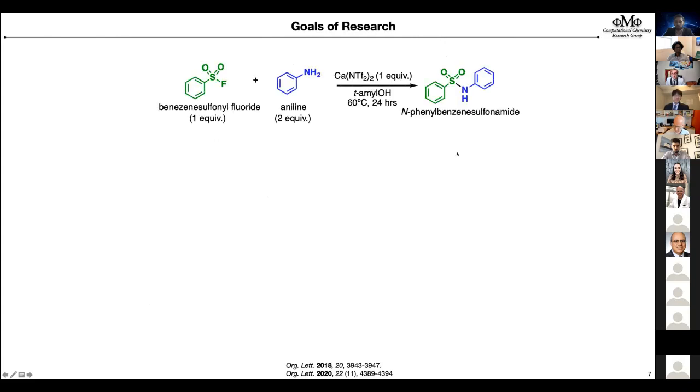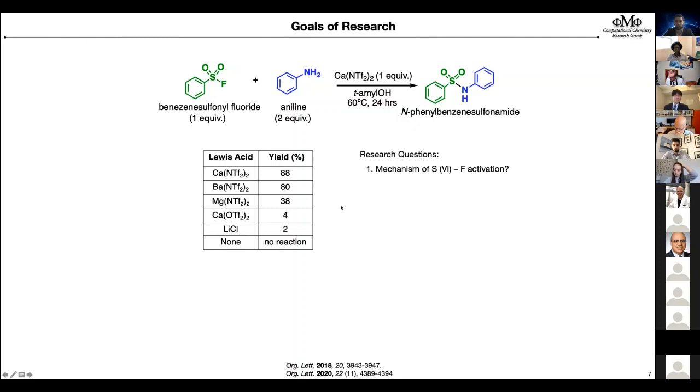All right, so among the many sulfonamides that our experimental collaborators have synthesized, we decided to focus on this one reaction, the synthesis of N-phenylbenzene sulfonamide from benzene sulfonyl fluoride and 2 equivalents of aniline. The reaction had not been elucidated yet, so our first research goal was to elucidate the mechanism of the sulfur 6 fluorine bond activation to form sulfonamide.